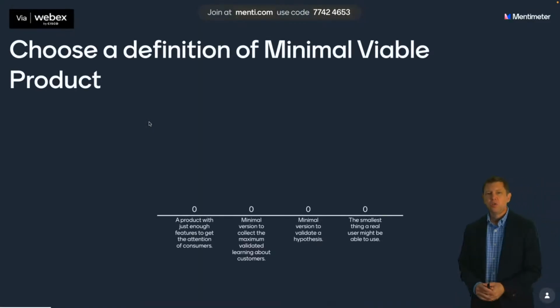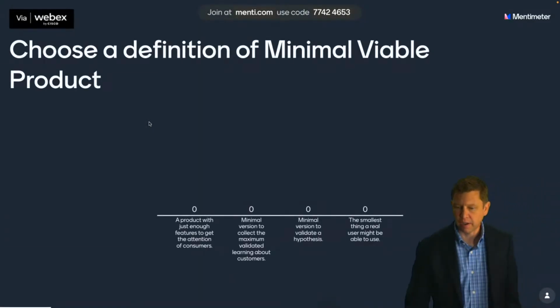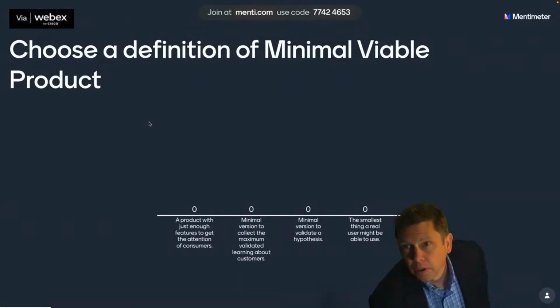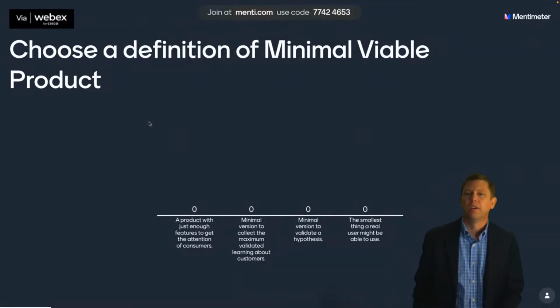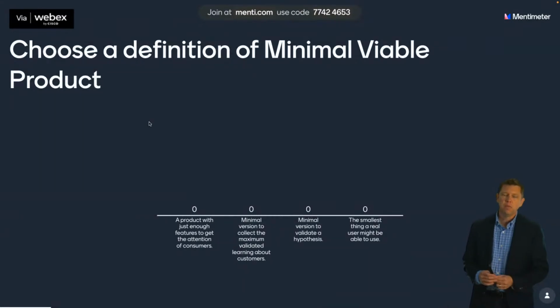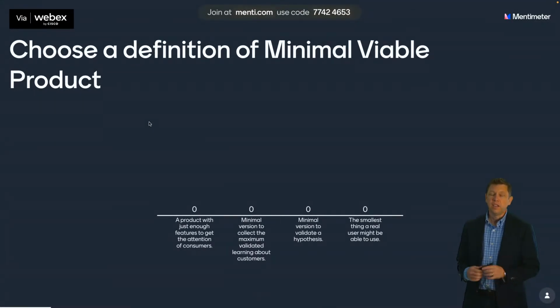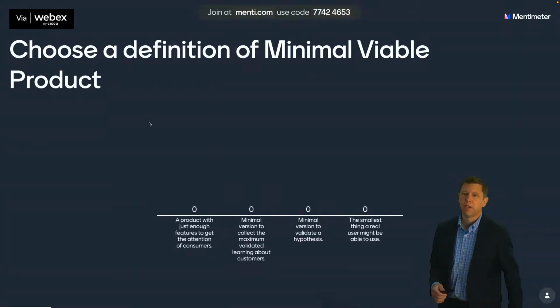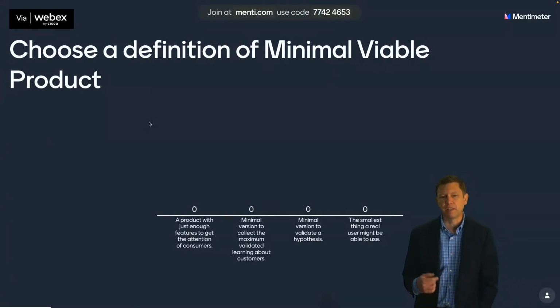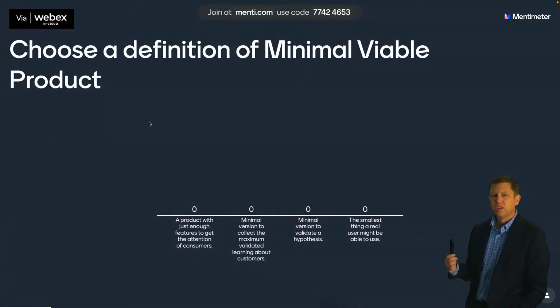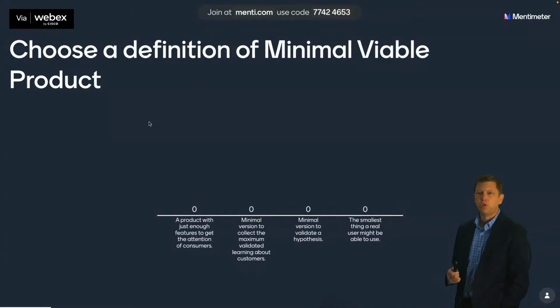a question for you. Choose a definition of minimally viable product. I think I've got that ready to go. Paste the link in there. So how would you define a minimally viable product? And these are all definitions that I found in various places for an MVP. So it's not like there's a right or wrong answer. Just what do you see? How would you define an MVP?